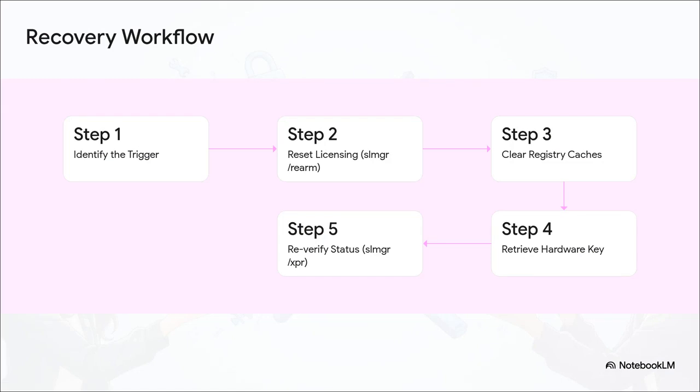So let's just quickly recap our game plan. First, we figured out what caused the problem. Second, we reset the entire licensing system with the rearm command. Third, we cleaned out those old registry caches. Fourth, we grabbed the hardware key just in case. And finally, we verified the permanent fix with the XPR command. That's it, a simple 5-step solution to a really major headache.